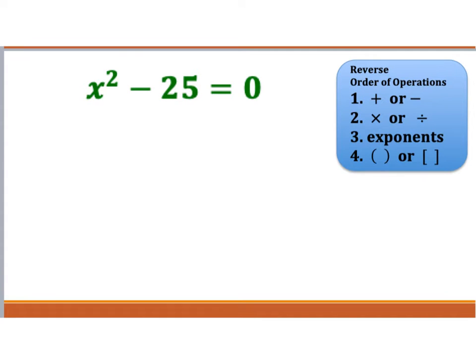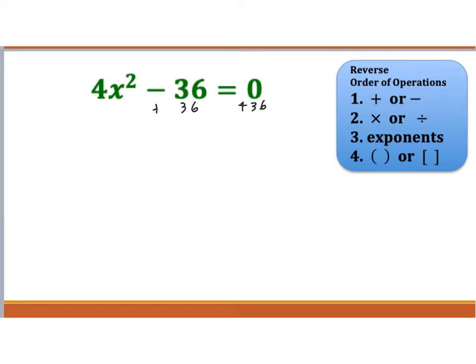And let's take another example. 4x squared minus 36 is equal to 0. So we are going to undo the minus 36 first. To undo it, we add 36 on both sides. So we get 4x squared is equal to 36. So we have 4 times x squared equals 36. We undo multiplication by dividing both sides by 4. So this gets eliminated. And so we have x squared is equal to 9.